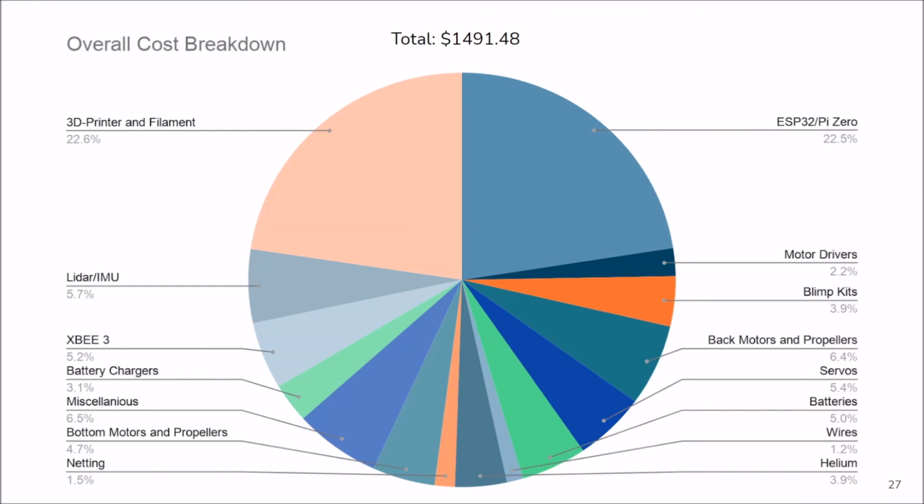In this slide, we are showing the overall cost breakdown for the whole design. As you can see from this slide, we have the 2 major components, which are the 3D printed parts and the ESP32 along with the Raspberry Pi, and each of them costs about 22.5% of the whole design. The whole design costs us about $1,500, including the man hours.